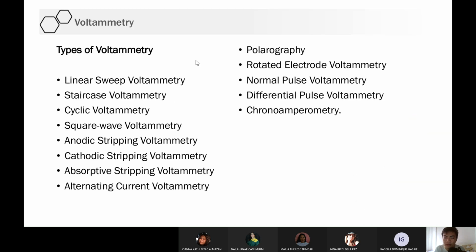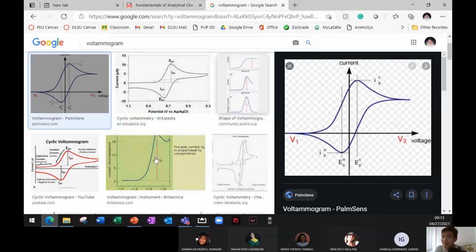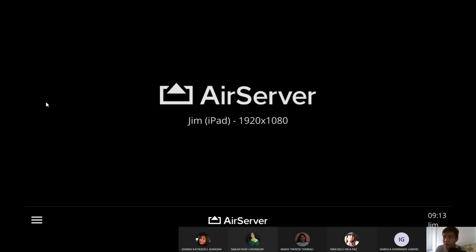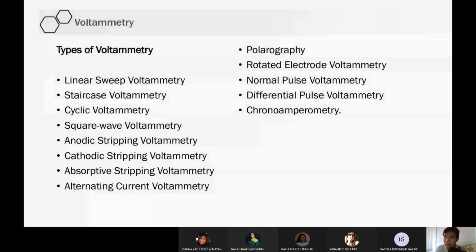So these are some examples of voltammetry. The one I showed you on, yeah, this one is the cyclic voltammetry, no? So this is one example of the voltammetry. Cyclic voltammetry kaya siya pa-circle. Okay? And so ito yung iba't ibang uri pa ng voltammetry.